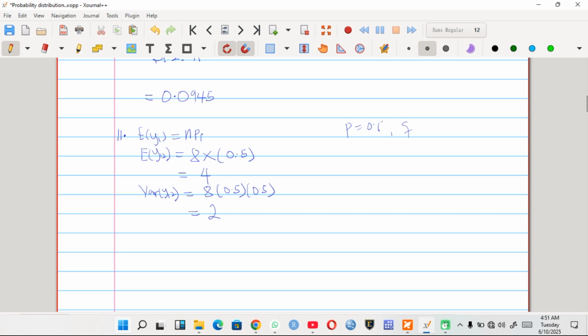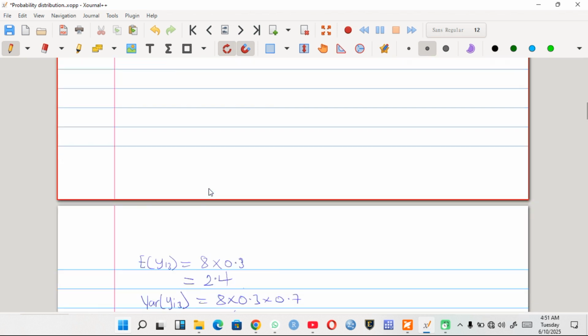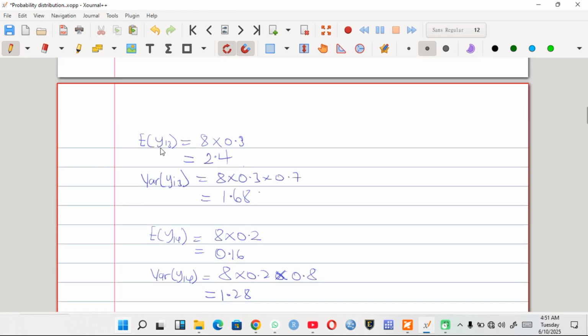If we want to find our q, it is given as 1 minus 0.5, which is 0.5, right? So here our variance will be given as n times p1 times q1. So here we will have 8 times 0.5 times 0.5, which is 2, as we have down there. And then we will find the expectation of channel 13.